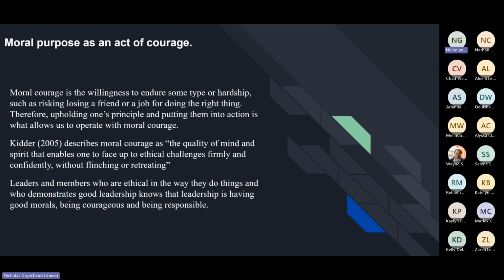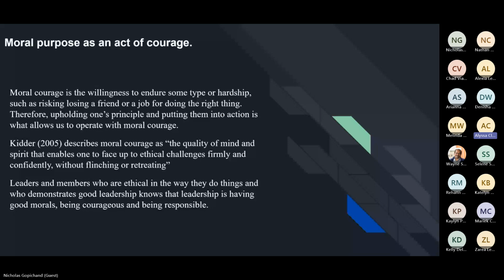Moral courage as an act of courage. Moral purpose as an act of courage. So one question is, what would you describe morals as, and how do you think morals relate to courage? Anyone? Anyone know what morals is?